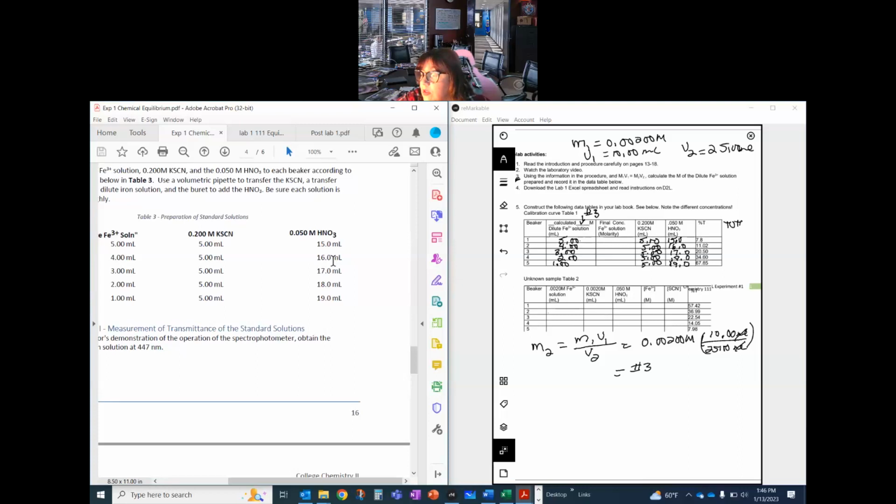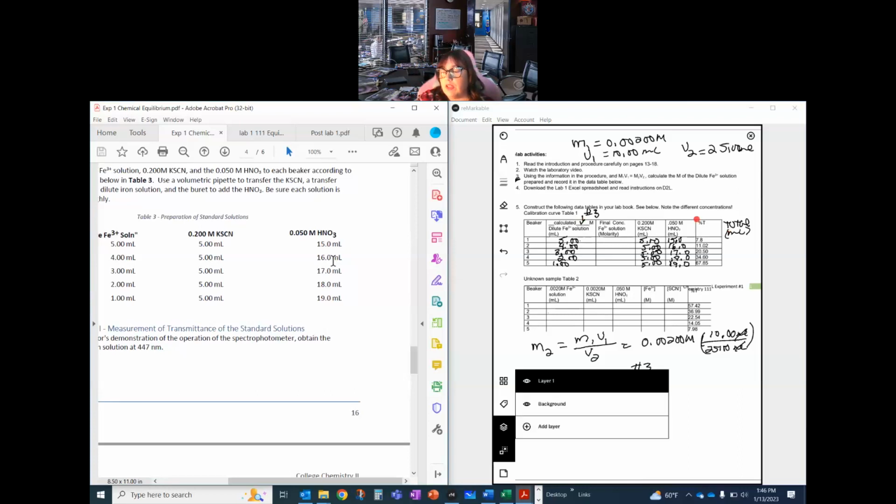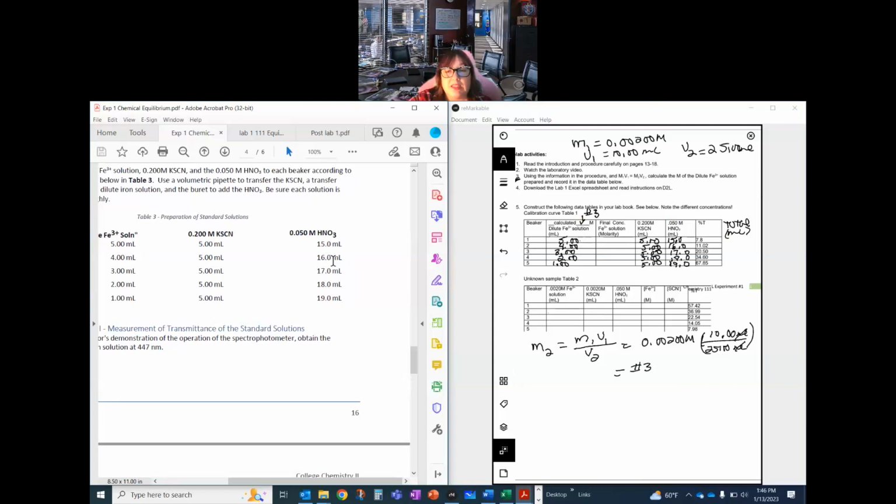I'm going to write total milliliters over here because what I see when I look at the data that I've put in here is that these change, this does not, okay? So that implies to me that the volumes should be similar, right? If I add 5 milliliters and 5 milliliters, that gives me 10, plus the 15, that's 25 milliliters in that first sample that I made. Then I have 4 milliliters plus 5 milliliters is 9 milliliters, plus the 16 is 25 milliliters.